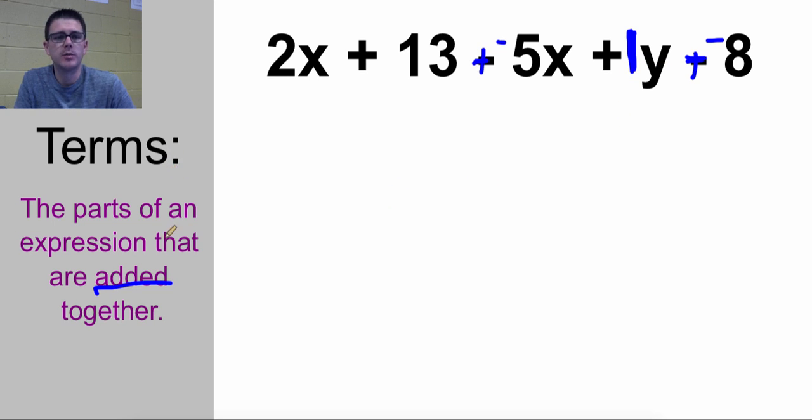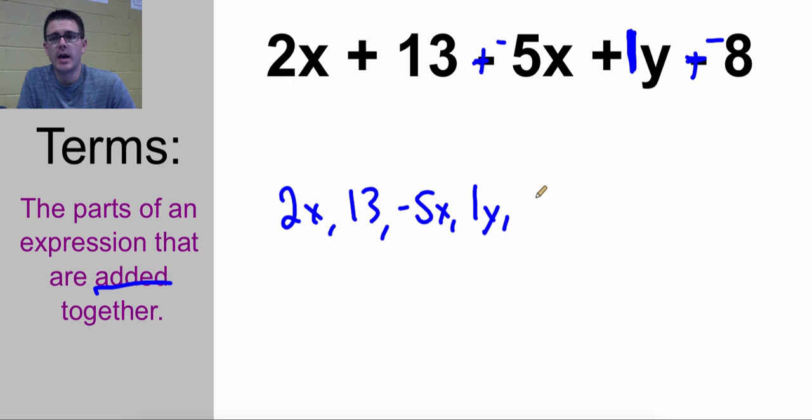But to find our terms, it's just each of the different pieces. You just make a list. 2x, 13, negative 5x, 1y, and negative 8. The terms are just each of the separate pieces in the problem once you've turned it all into addition.